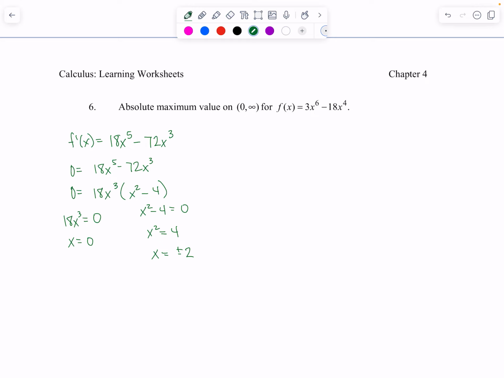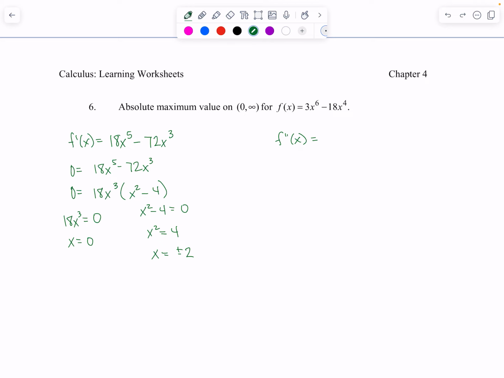Now, this is where we need to pay attention to our interval because x being negative 2 is outside of our interval. Our interval is from 0 to infinity. So we're not going to even look at x equal negative 2. So let's check, using our second derivative, the value of 0 and the value of positive 2. Actually, we don't even have to do 0 because it's not including 0. So we only have to check positive 2.